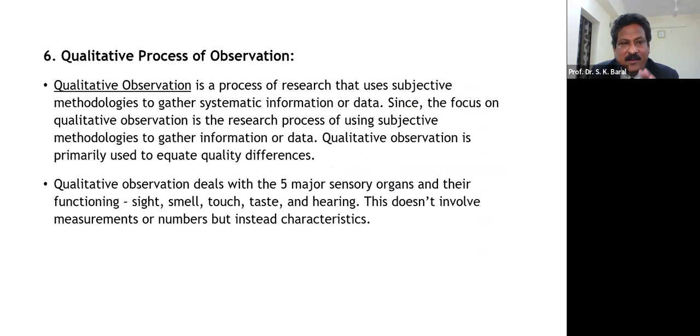And the next, the last one, is the qualitative process of observation. This method of research uses subjective methodology to gather systematic information or data. We may take it that qualitative observation is primarily used to evaluate quality differences. It is through observation. You have to observe very deeply.